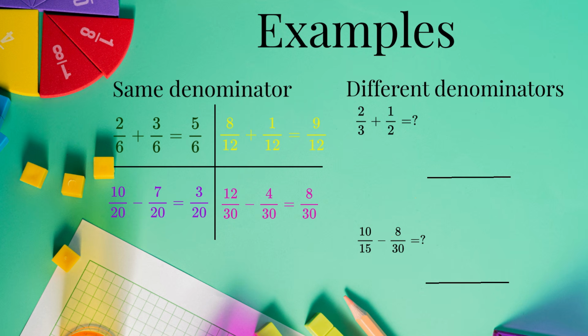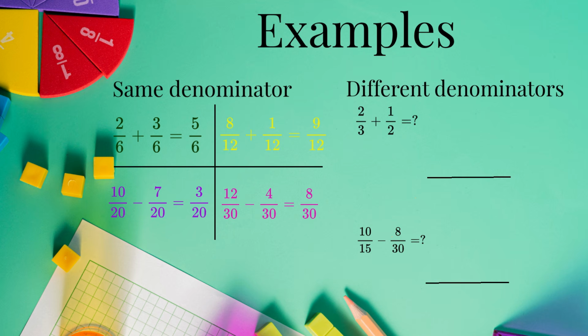So let's look at the fractions with the same denominators. If we notice, the only thing we are doing is adding or subtracting the numerators. The denominators stay the same. So for example, 2/6 plus 3/6 equals 5/6. 8/12 plus 1/12 equals 9/12. 10/20 minus 7/20 equals 3/20. And 12/30 minus 4/30 equals 8/30. So we are only adding or subtracting the numerators.